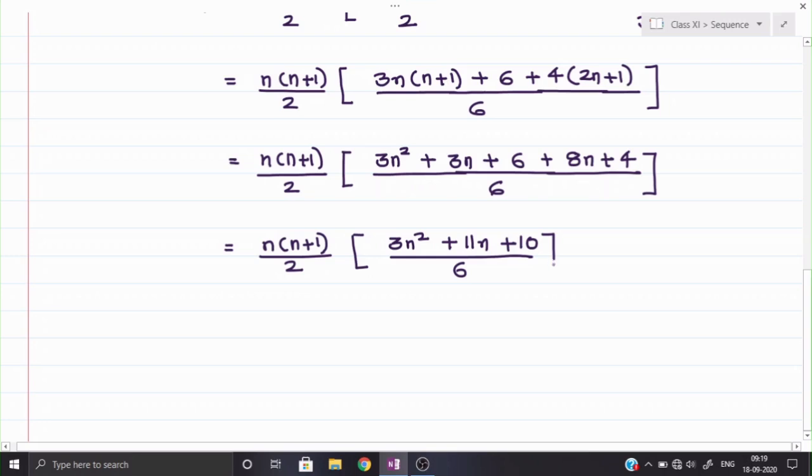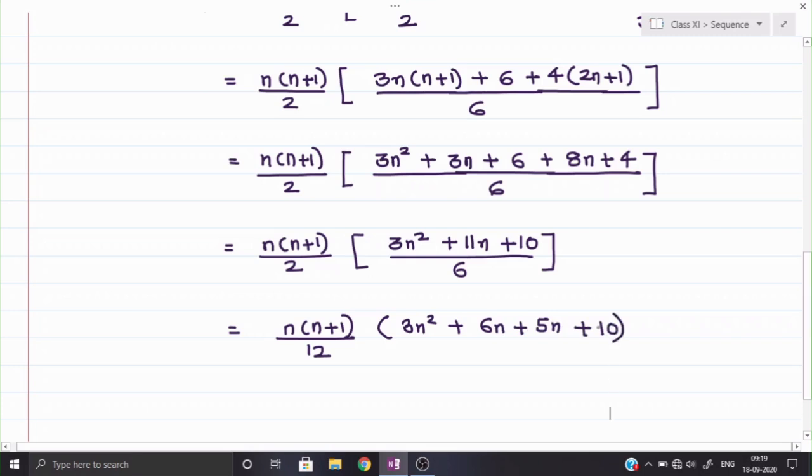6 and 2 I will multiply further, so it will become n into (n plus 1) upon 12. And can we split this one? Multiplication required 30 and addition required here 11. So I think 6 and 5 will work. 6 into 5 is 30, and 6 plus 5 is 11. So we can write down this one as 3n square plus 6n plus 5n plus 10.